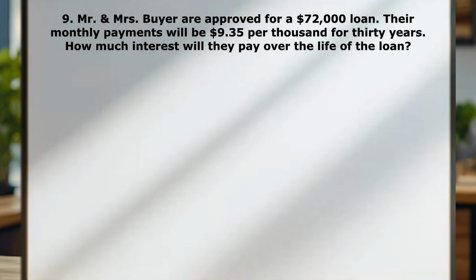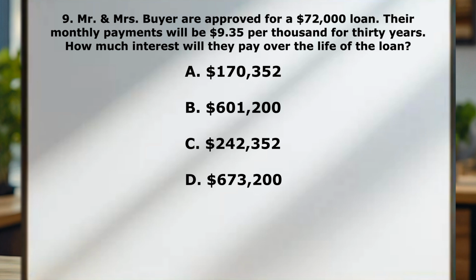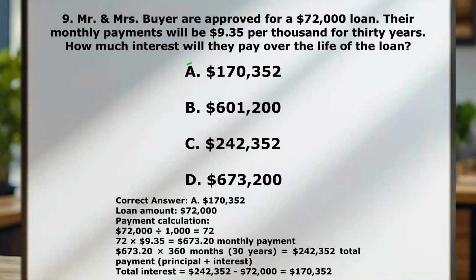Okay, question number 9. Mr. and Mrs. Buyer are approved for a $72,000 loan. Their monthly payments will be $9.35 per thousand for 30 years. How much interest will they pay over the life of the loan? A, $170,352. B, $601,200. Answer C, $242,352. Answer D, $673,200. Correct answer is A, $170,352.